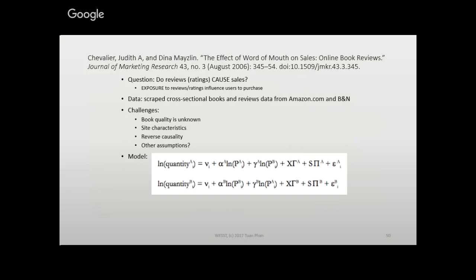Okay, but what's interesting is that they did the same thing for Barnes & Noble with the A's and B's swapped. What's interesting about this is that here they look at the same book across the two sites. So it's the same Harry Potter book on Amazon versus Barnes & Noble. So they control for book quality. Okay, and then secondly, they also look at the site characteristics of the two sites.